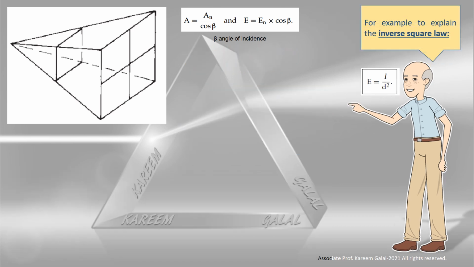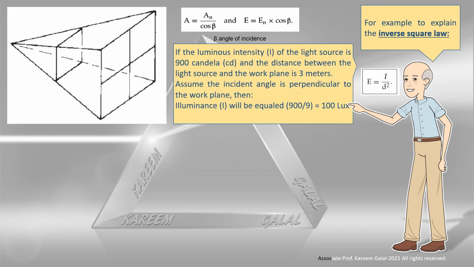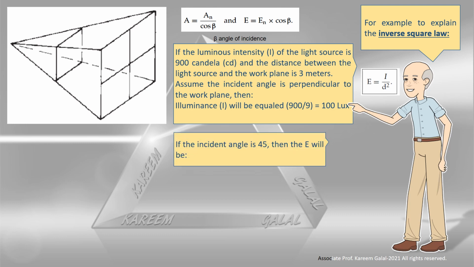For example, to explain the inverse square law. If the luminous intensity, I, of the light source is 900 candela, CD, and the distance between the light source and the work plane is 3 meters. Assume the incident angle is perpendicular to the work plane, then illuminance, E, will equal 900/9 equals 100 lux. If the incident angle is 45 degrees, then the E will be 100 times cosine 45 equals 70.7 lux.